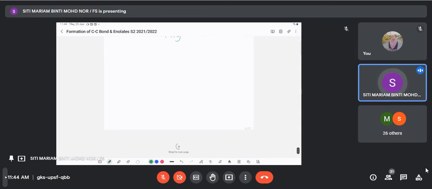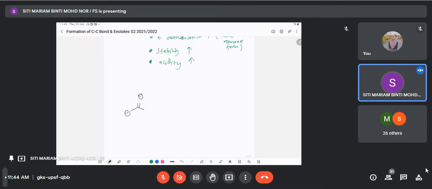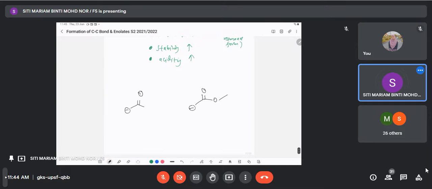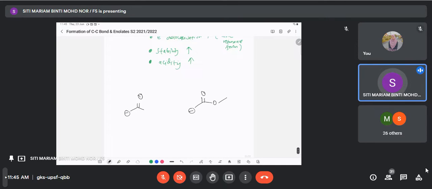For this resonance form, let's say you have this structure here. This is the carbanion. As I said, before you form this carbanion, you have a proton here, the acidic proton. The base abstracts that acidic proton, cleaves the bond, and gives the electron to this carbon. So that's why you have this carbanion. I want to compare the left structure with this structure here.